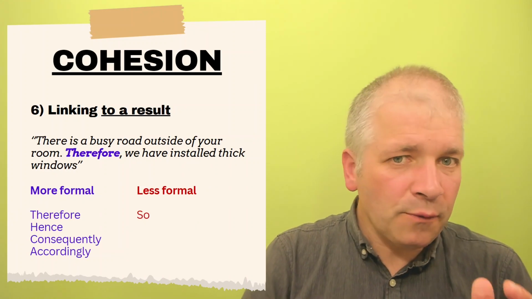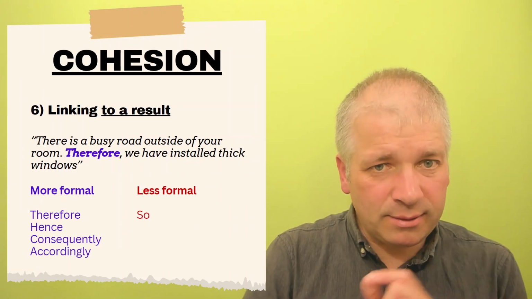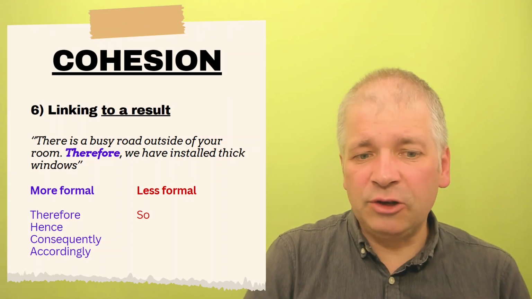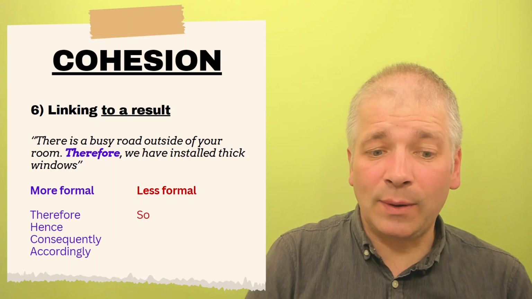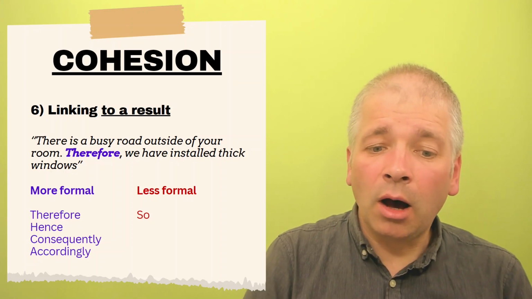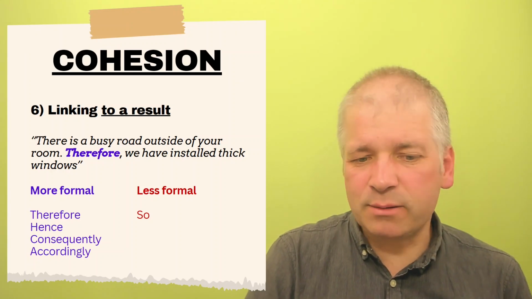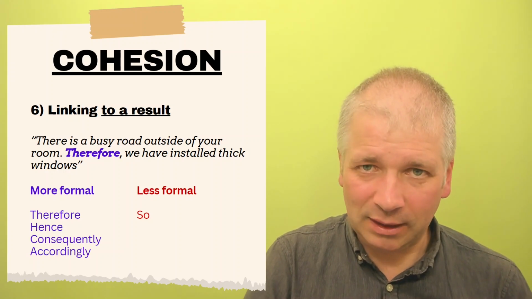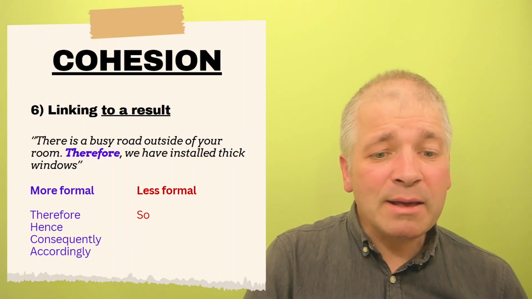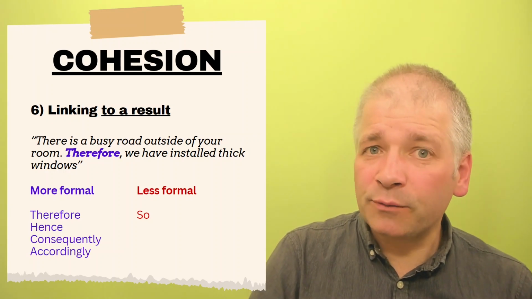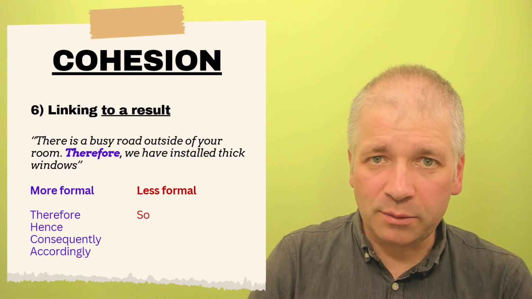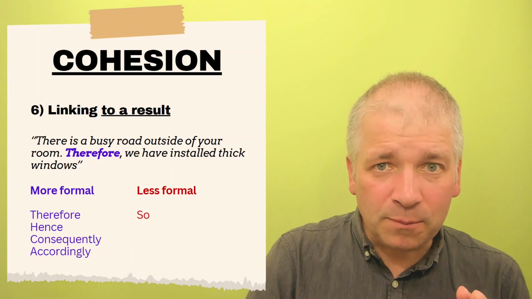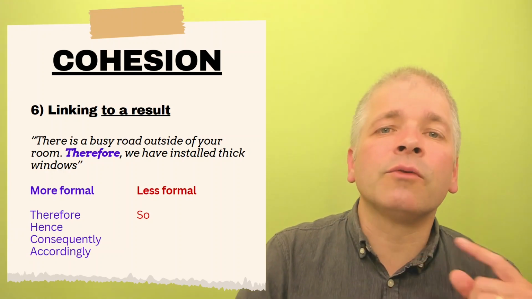And we can also focus on the result itself and use a linking word that introduces that. Therefore, hence, consequently, or accordingly are more formal ways of doing this, and so is a less formal way of doing this. For example, there is a busy road outside of your room, therefore we have installed thick windows. So here, therefore, goes before the result, not the reason.